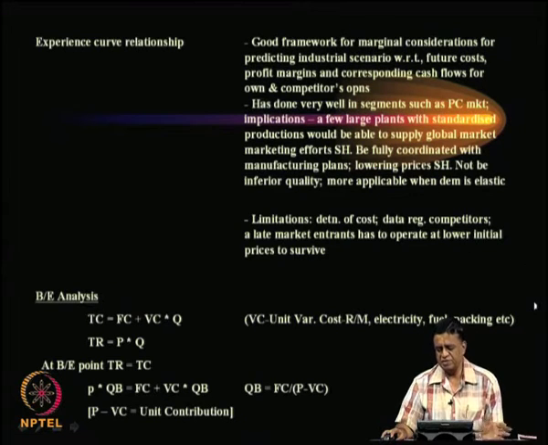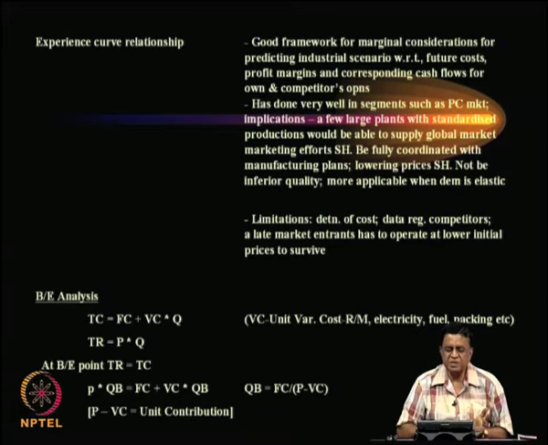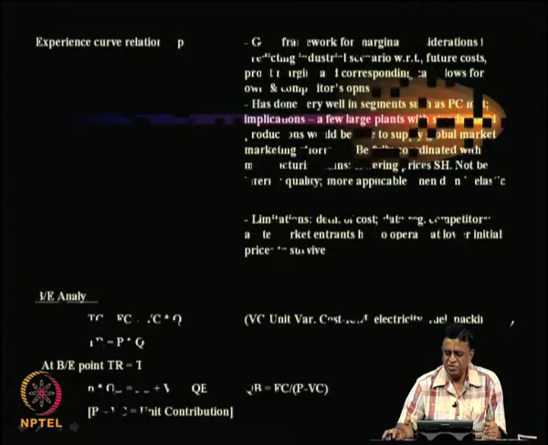What are the limitations of this experience curve? You find that determination of cost is one of the real hurdles, so you may not be able to determine it very correctly. Data regarding competitors you may not be able to get fully. A late market entrant has to operate at lower initial prices in order to survive, because the others might have already gained the advantages of the experience curve. This is the way the present situation you may find yourself in.